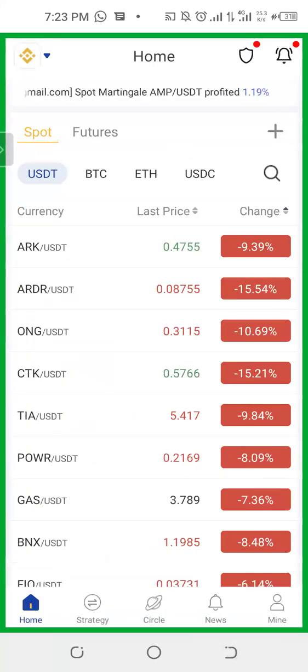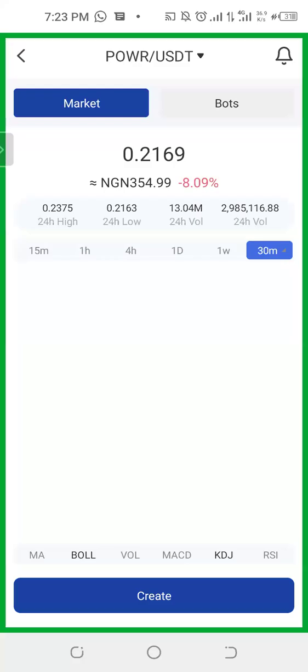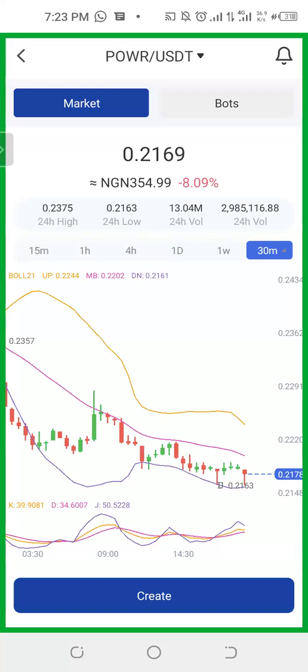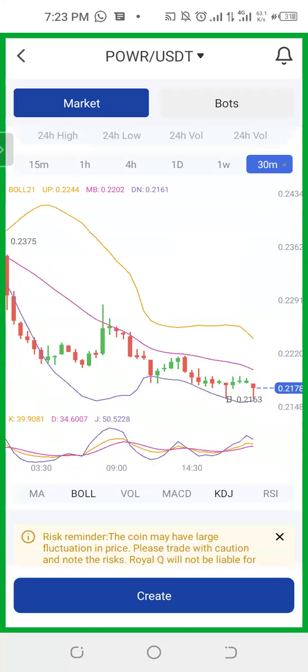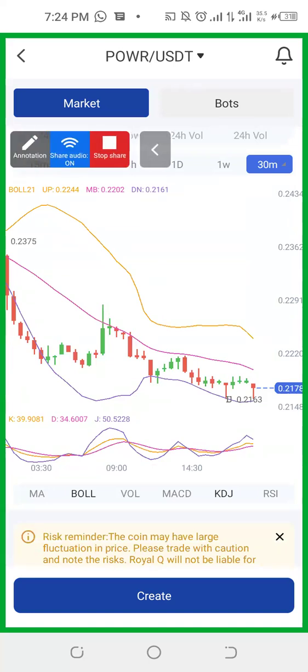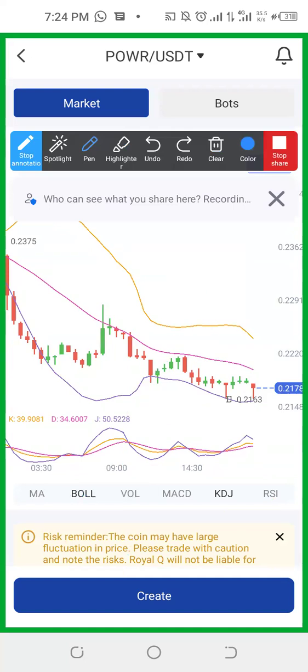So let me look for another. Let's see another one here. You will discover that these candles moved from here up, and before it moved, this blue line crossed. The moment it crossed, that was what made the coin move up like that.